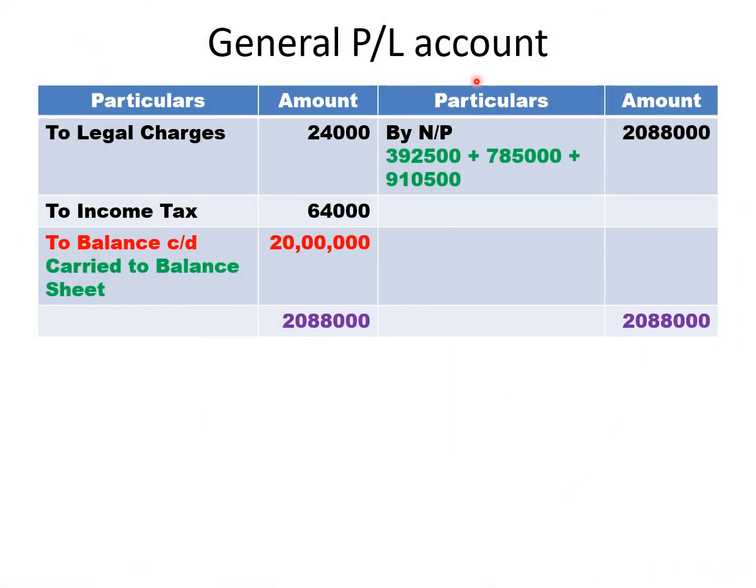Students, general PL account, bring down the net profit of all departments, all three departments, 20,88,000. Legal charges and income tax, you should take it in general PL account because it is not able to be conveniently distributed. Balance carried to balance sheet will be 20 lakh. Students, no need to prepare balance sheet because there are no assets and liabilities. Any doubts, feel free to ask me.